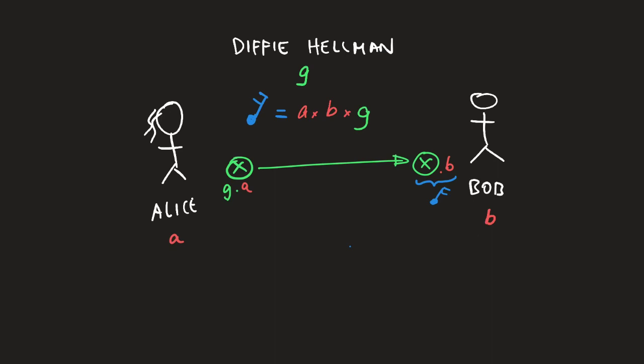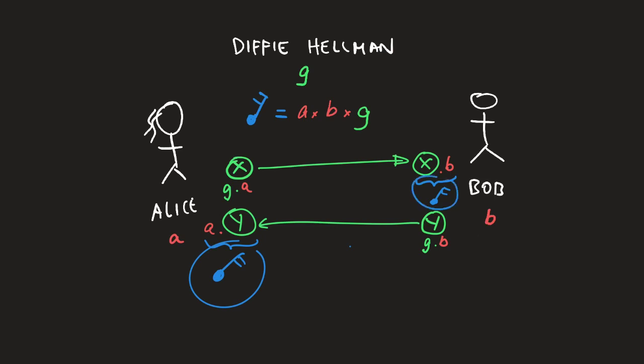So he's going to do the same thing for Alice. He's going to calculate a big Y using G times his secret B, and then he's going to send big Y over to Alice. Alice is going to combine this big Y with her secret A by multiplying it together, and so now she's got her key. And hooray, they both have their secret keys.